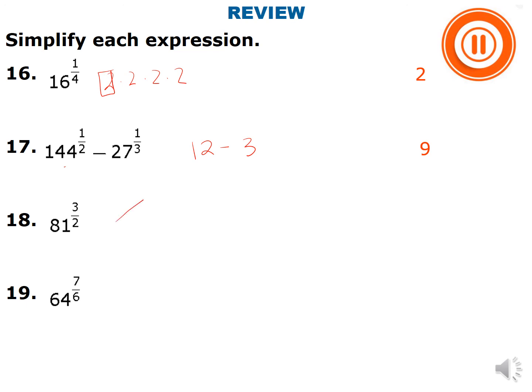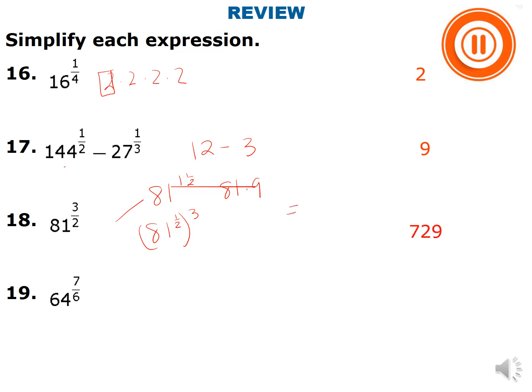For this one, you could choose to go 81 to the 1/2, which is 81 times 9, or you could do 81 to the 1/2, which is 9 cubed. Either way, it is 729.